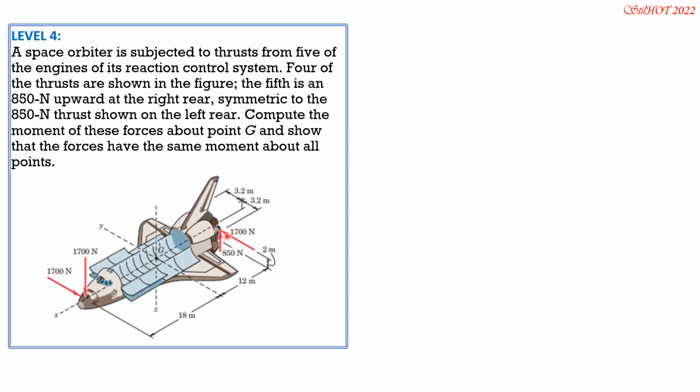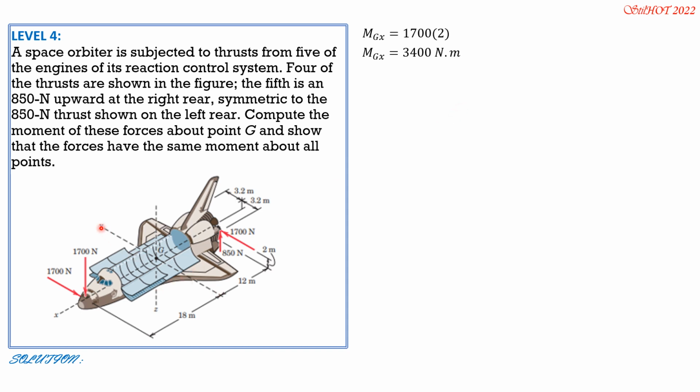But this 1,700 Newton force has moment because it is 2 meters above the XY plane, so it is 2 meters above the x-axis. Then if this is your right thumb, the positive moment about x is in that sense, which is the same moment as 1,700 times 2. So therefore, MGX is 1,700 times 2, equal to 3,400 Newton meter.